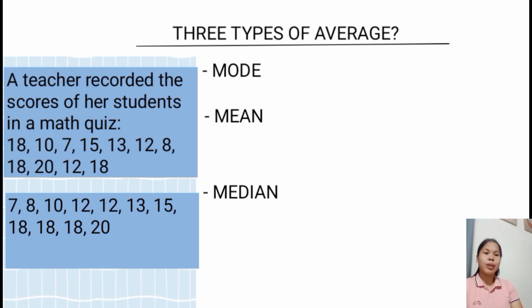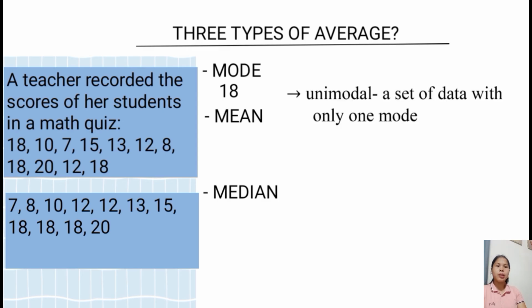The reason why we are doing this is for us to easily identify the mode, the mean, and the median. There is one number that keeps on appearing, so this one is unimodal. It is a set of data with only one mode. For our mean, we just add all of them and we get 151. We have 11 scores here, so 151 divided by 11 is approximately 13.7.